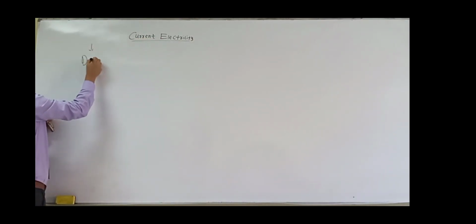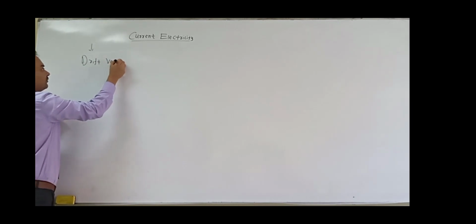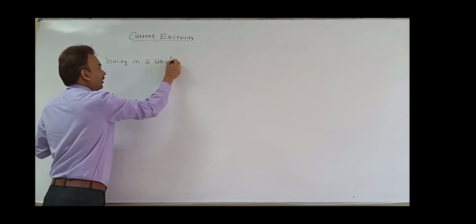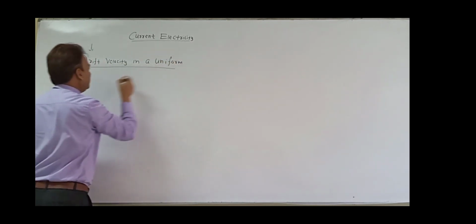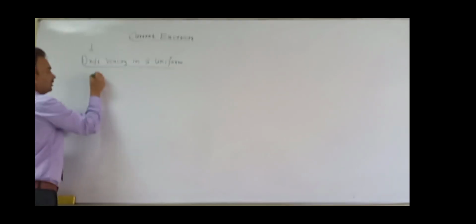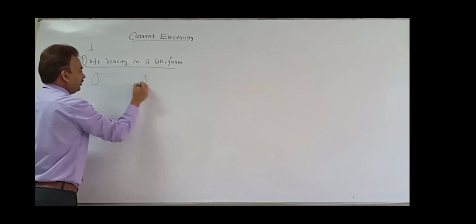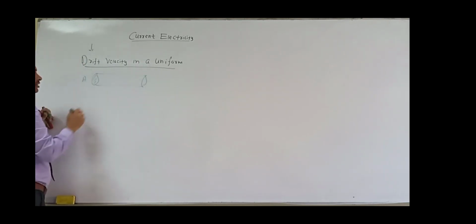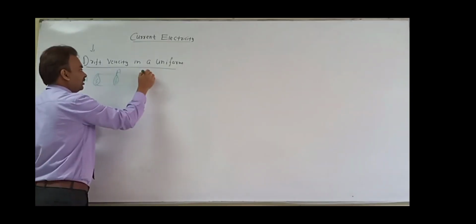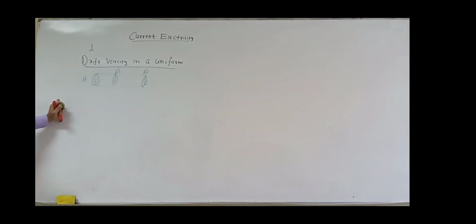Drift velocity in a uniform wire. The uniform wire means a uniform cross section. So this was the uniform wire having the same area of cross section everywhere. So area at this point is A, again the area at this point is A, and again the area at this point is A. So the cross section area throughout the length of the wire is the same. In that case, what is the drift speed of the electrons, right?